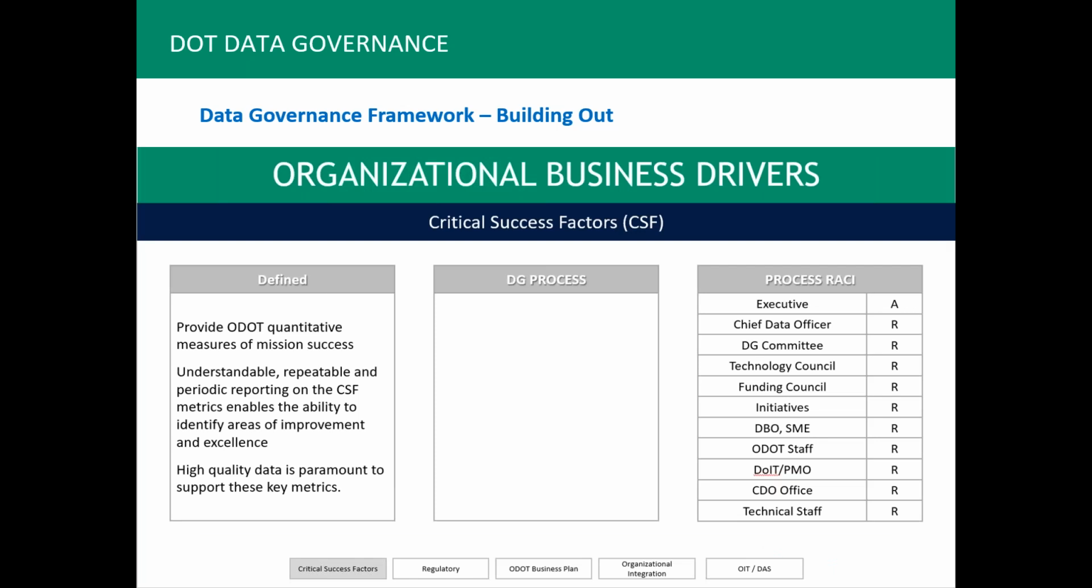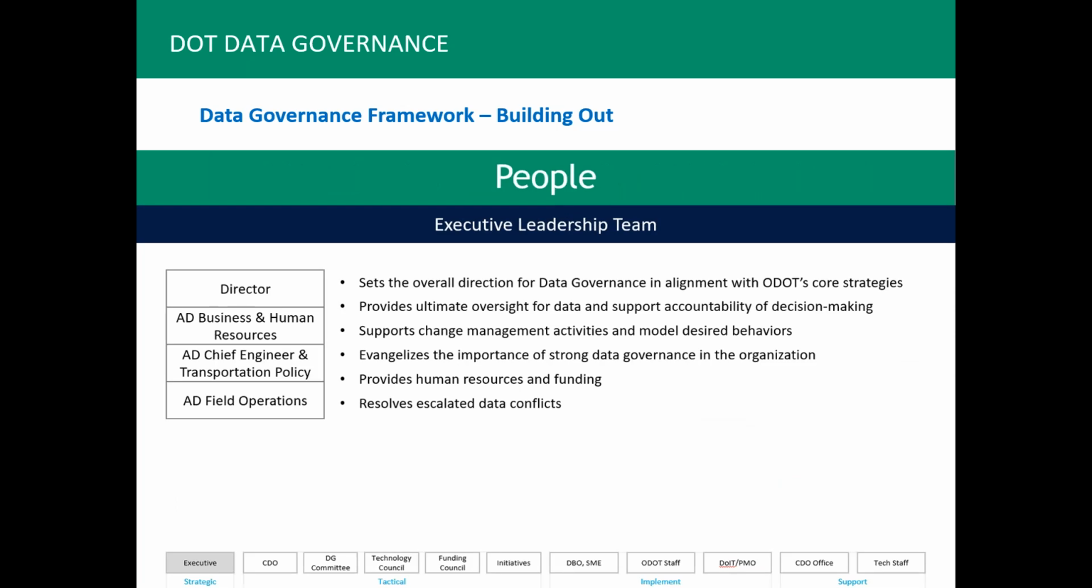So this is a case of what's our critical success factors? What's the definition for that? What's the data governance process for working with those critical success factors? And we're developing these RACIs, which are responsible, accountable, consulted, and informed. And it tells us of all those different roles what their level of engagement is. And so we're going to build these out for all these different parts of the framework.